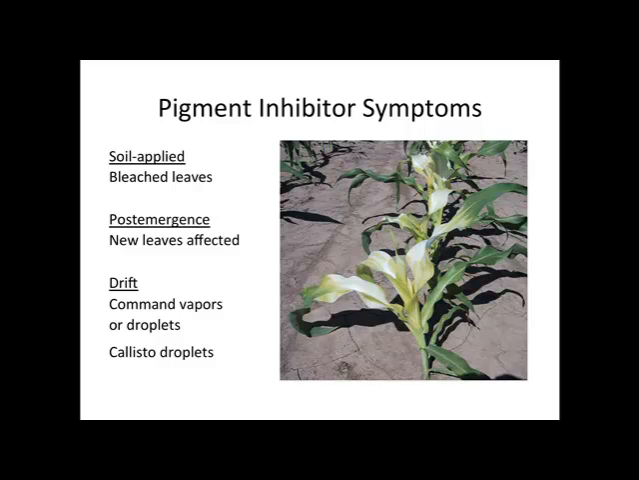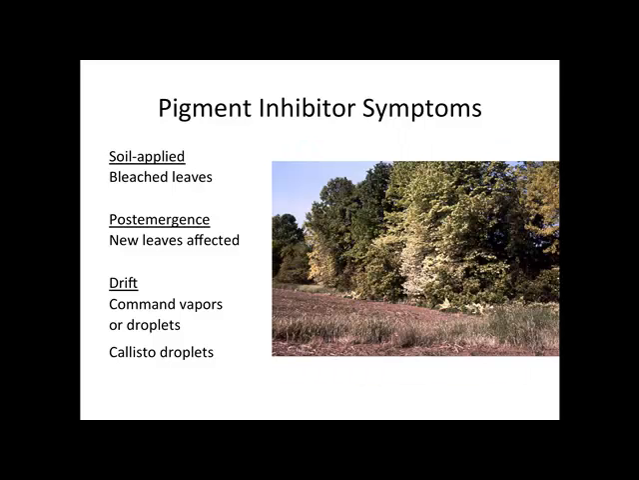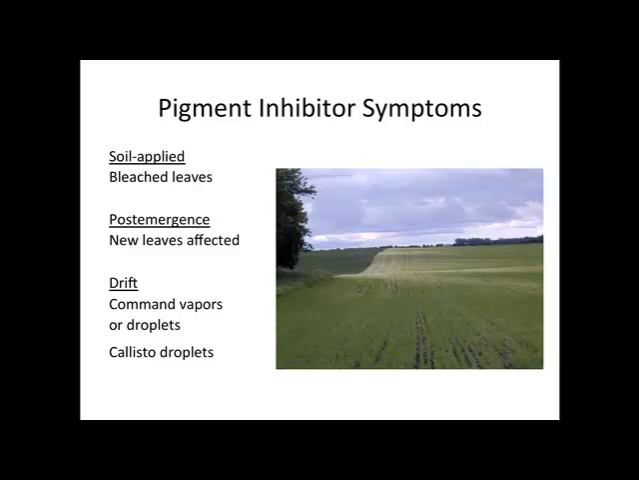Nice bleaching symptoms on the corn. There's a serious case of drift. You can tell by how high it goes up in the plant. Must have been a windy day. And again, as it goes across the field, you can see which way the wind was blowing.